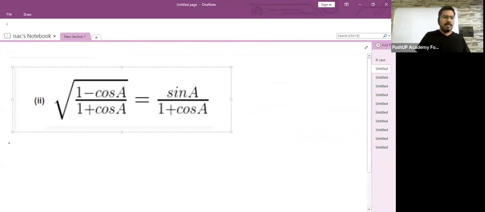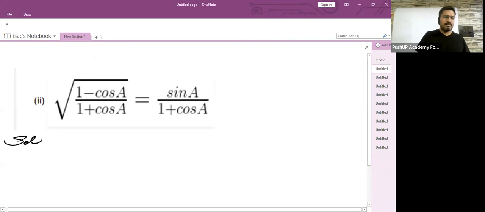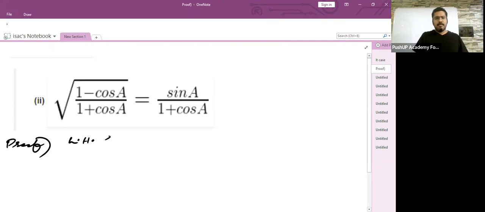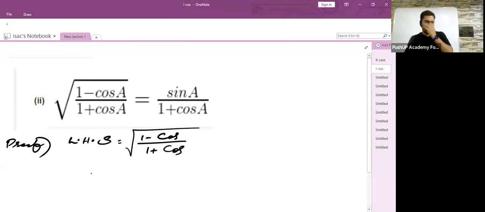Square root of 1 minus cos upon 1 plus cos. LHS is equal to square root of 1 minus cos upon 1 plus cos. Okay. Now pay attention here. For the first time, you're going to solve a sum based on square root sign. First time. Okay. You must have done this in school, but here, this is for the first time.